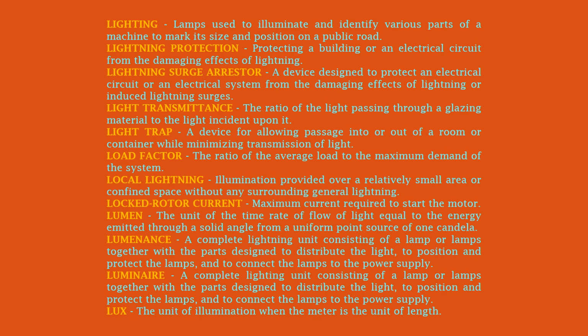Lighting, lamps used to illuminate and identify various parts of a machine to mark its size and position on a public road. Lightning protection, protecting a building or an electrical circuit from the damaging effects of lightning. Lightning surge arrestor, a device designed to protect an electrical circuit or an electrical system from the damaging effects of lightning or induced lightning surges. Light transmittance, the ratio of the light passing through a glazing material to the light incident upon it. Light trap, a device for allowing passage into or out of a room or container while minimizing transmission of light.